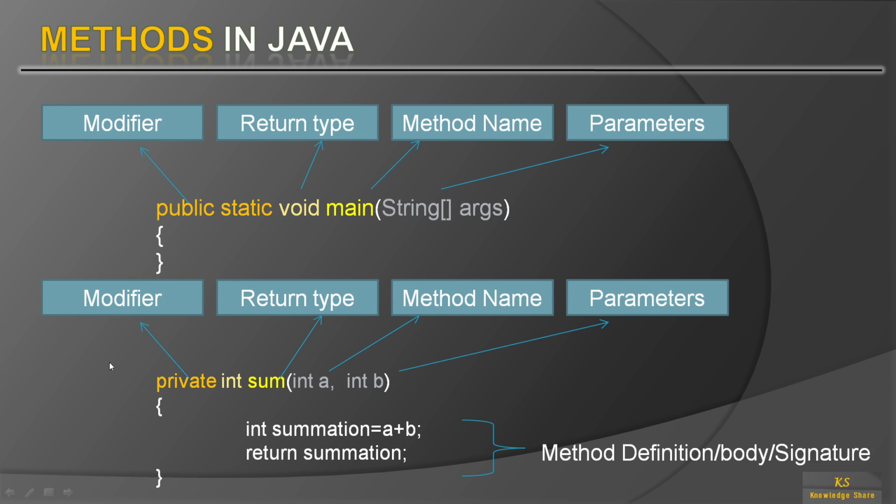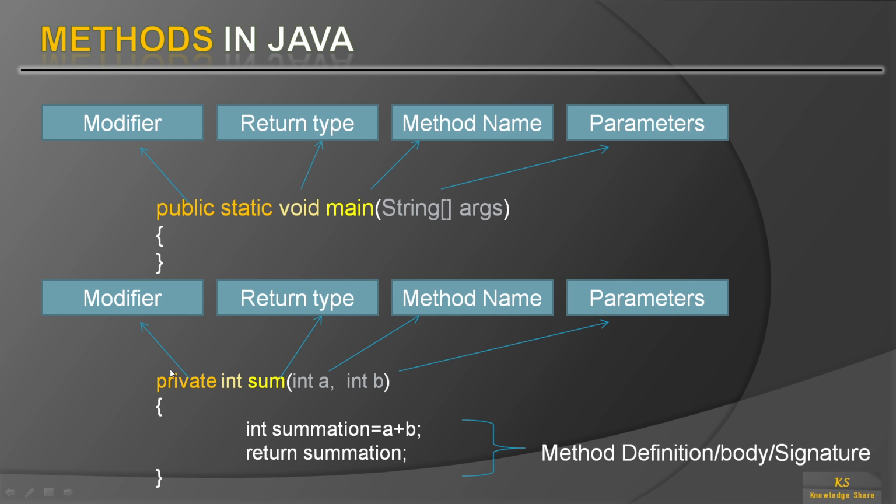Now this is a predefined method, which is already available and we are using it. One more example is System.out.println. That's also a method, followed by a parenthesis. Next, the one you see at the bottom is a user defined method.